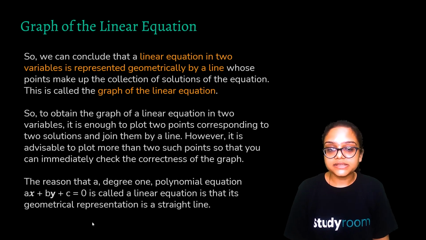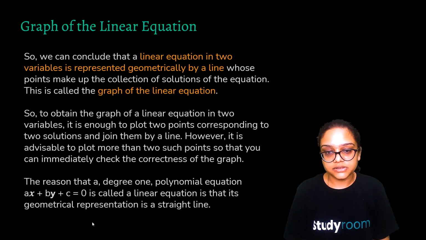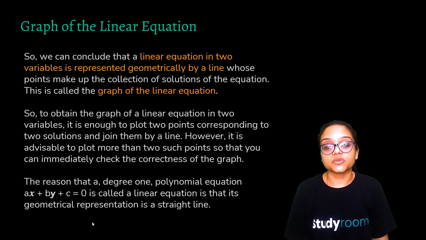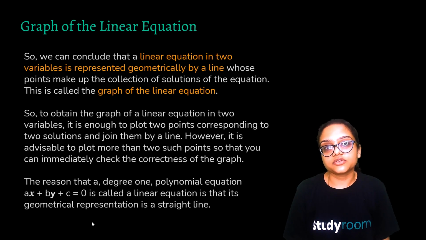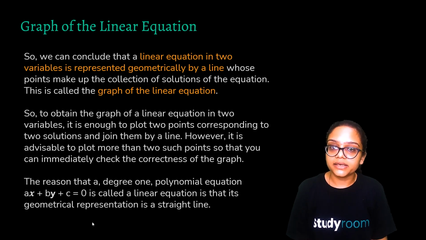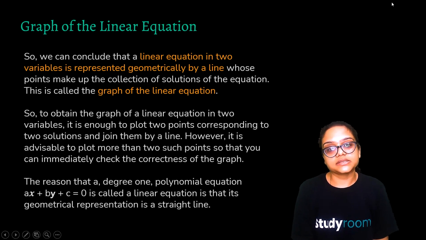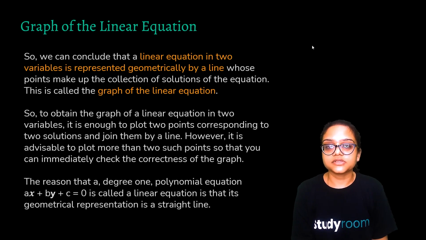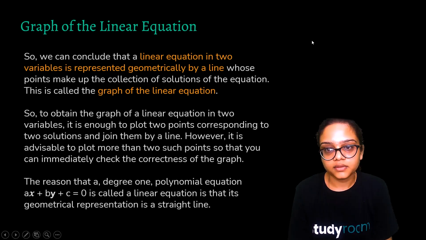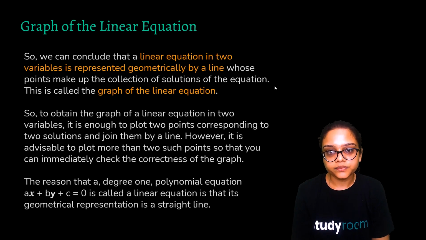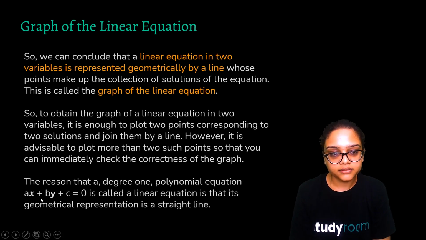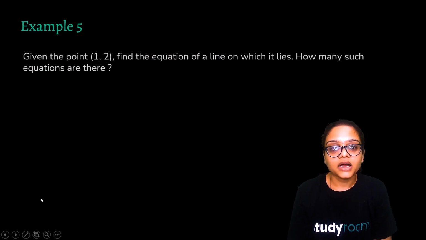The reason a degree 1 polynomial equation is called a linear equation is that its geometrical representation is a straight line. Being a straight line, it is called linear. So the word linear in linear equation comes from the geometrical representation. I hope now this is very clear to you. So we'll move forward and see an example.